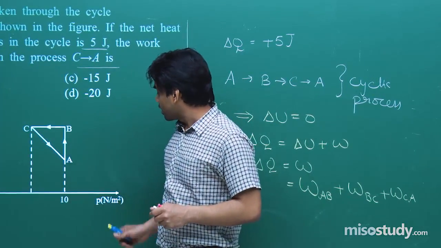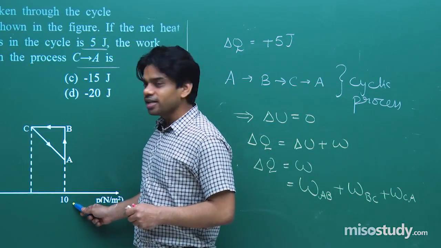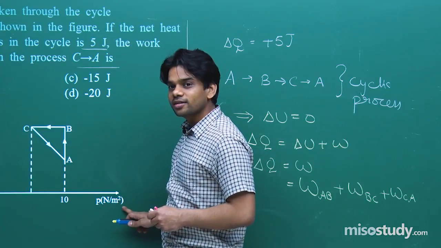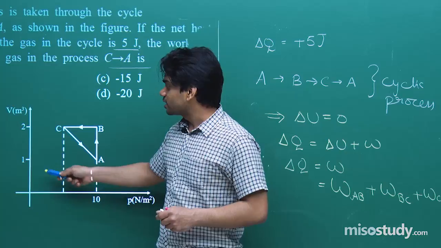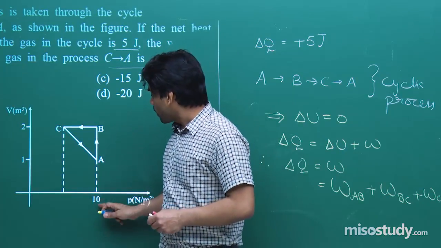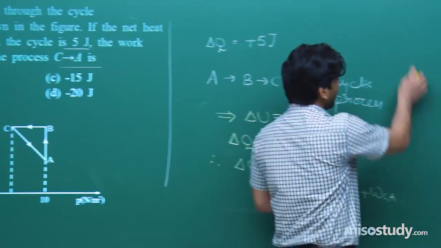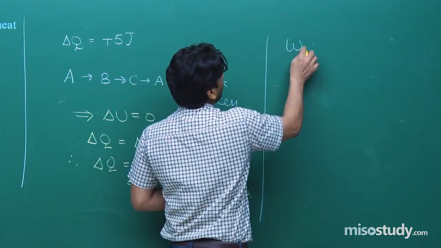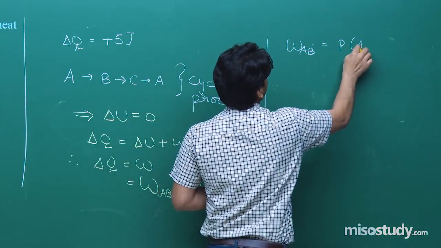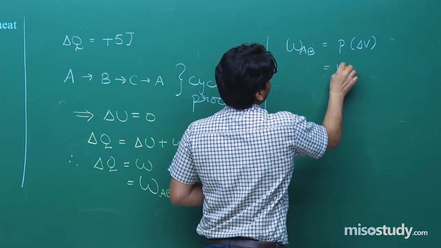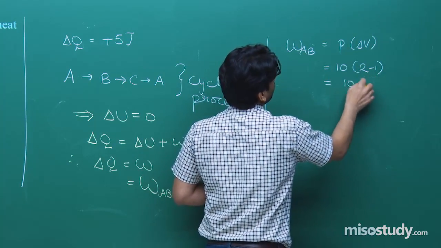From A to B, you see that pressure is constant and volume is changing. So we can use 10 Newton per meter square, given in standard units, multiplied with the change in volume, which is given in standard units. So this will come out to be 10 into 2 minus 1. I am writing it separately here for A to B. Work done during A to B is equal to P delta V, that is 10 into 2 minus 1, and with proper units it comes out to be 10 joules.